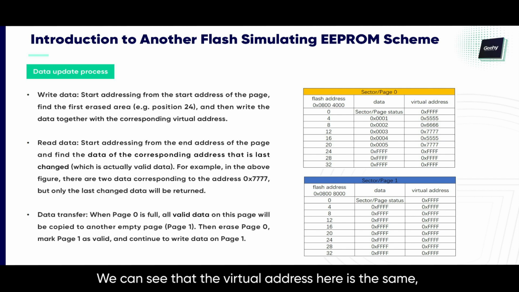We can see that the virtual address here is the same, which is your virtual address. If the data you want to store is changed, you definitely want to save it. Then it will return the last valid data to you. So addressing is to find the last changed data.